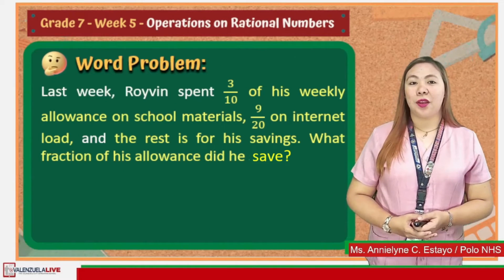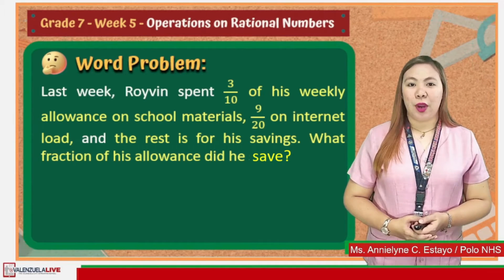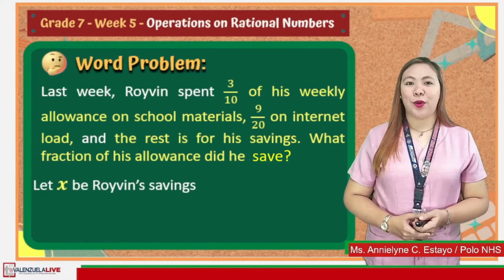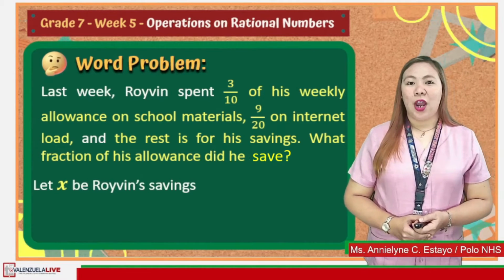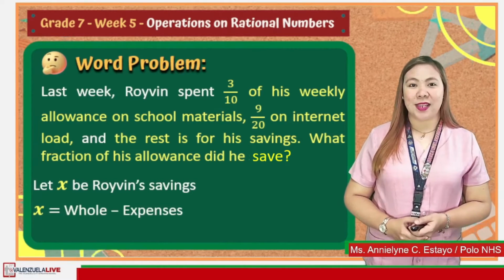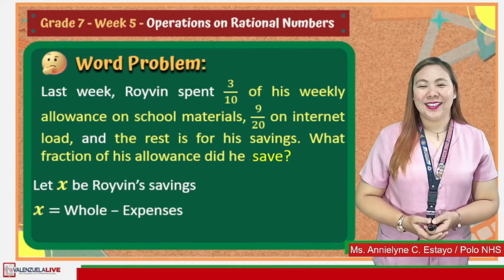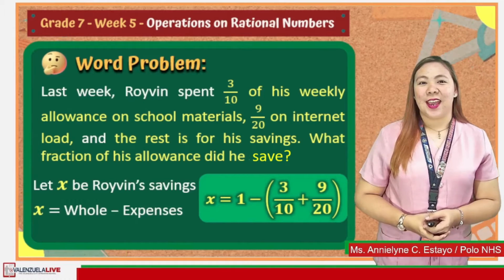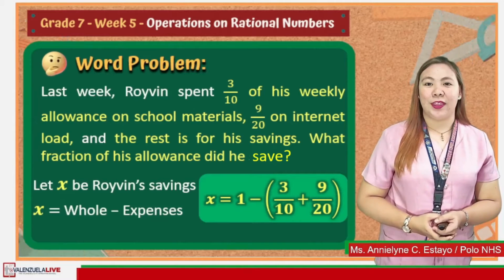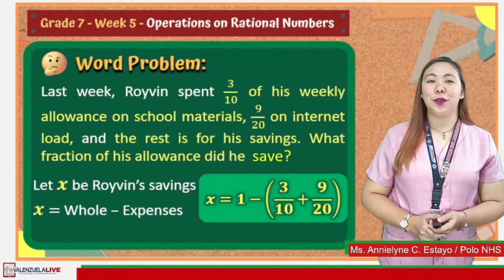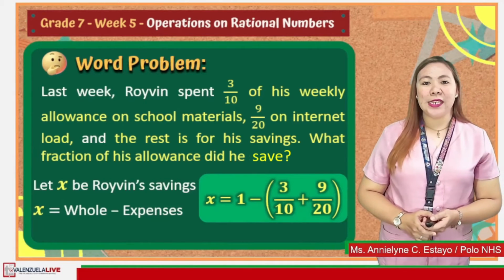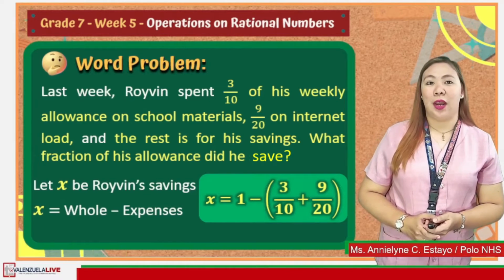Let us now carry out our plan to solve this problem. We can represent the given ideas through equations. Let us use x to represent his savings. For us to find the value of x, we just need to subtract the sum of his expenses from the whole allowance. It will be x is equal to 1 minus the sum of 3/10 and 9/20. The next thing that we need to do is to carry out our plan or to solve our equation. We can easily solve this problem if we know how to add fractions.